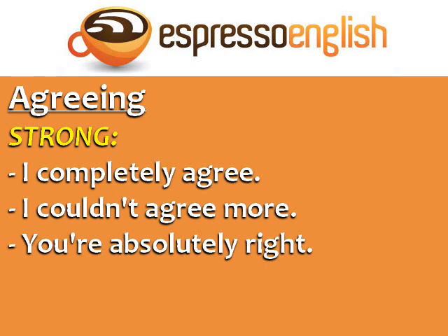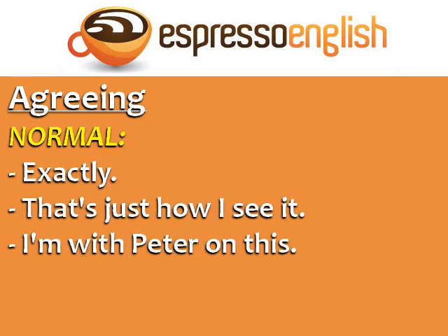Here are some appropriate phrases for this purpose, again, based on degree of strength. To strongly agree with someone, say, "I completely agree. I couldn't agree more. You're absolutely right." To give normal agreement, you can say, "Exactly. That's just how I see it. I'm with Peter on this." You can use this phrase, "I'm with Peter on this," to refer to another colleague's opinion.